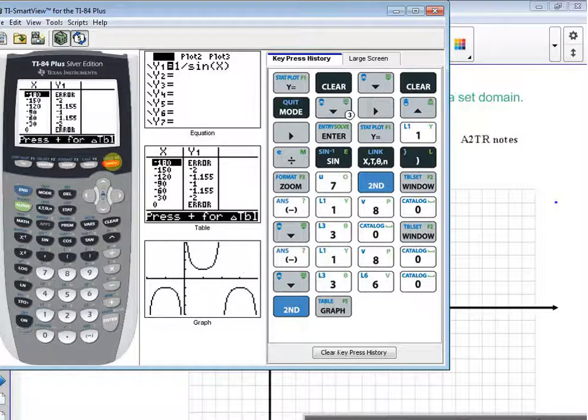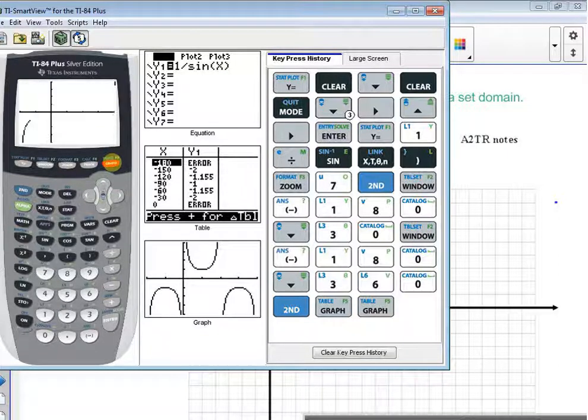So now when I look at that table, you know the sine of negative 180 is 0, so the cosecant's going to be undefined. And you should see kind of a pattern there: negative 2, negative 1.2, negative 1, negative 1.2, negative 2, error. So that's going to happen, okay? So looking at my new graph, that's what my cosecant should look like.